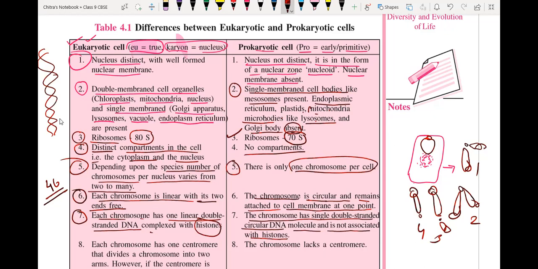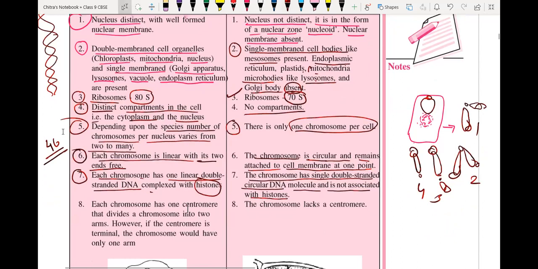And you know, histone is responsible for the formation of protein. That means it promotes the formation of mRNA, which is responsible for the formation of protein, and histone is helping there. Okay. So histone is attached to the DNA in the eukaryotic cell, but not in the prokaryotic cell. Eighth difference: each chromosome has one centromere.